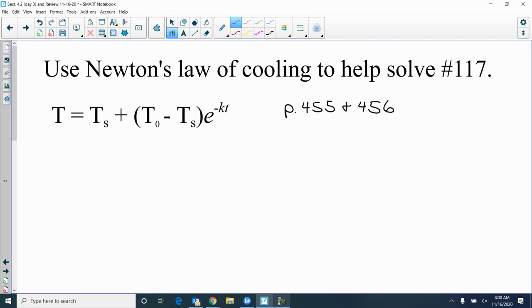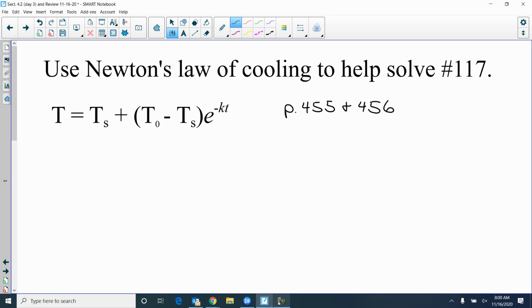So for 117, a thermometer is taken from a room at 75 degrees to the outdoors where the temperature is 20 degrees Fahrenheit. The reading on the thermometer drops to 50 degrees after 1 minute. Okay, find the reading after 5 minutes, and then how long will it take to drop to 22 degrees?